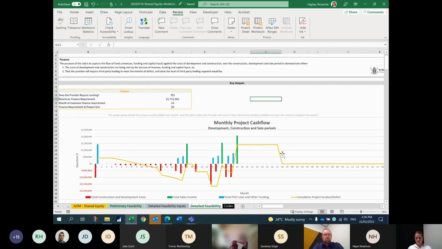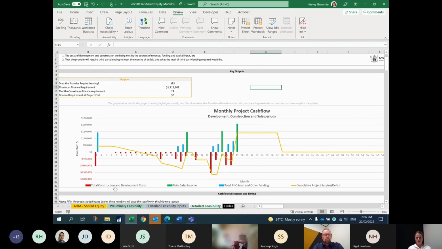This graph is quite a good quick overview, showing that the development timeline is 29 months. There's funding coming in early on. We've got a lot of costs and we dip into a deficit. We have some sales, we have some more funding, we have some more costs, but at the end of the project, we're potentially $1.5 million positive. So essentially a more in-depth analysis, as the prelim feasibility doesn't capture timing.